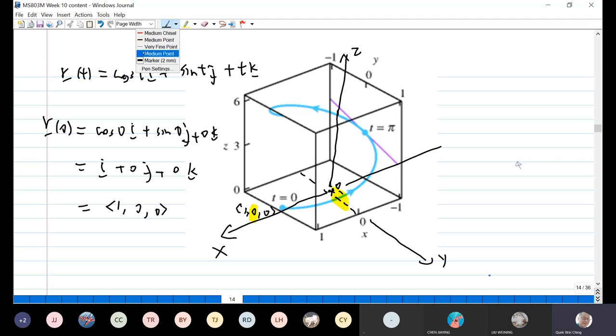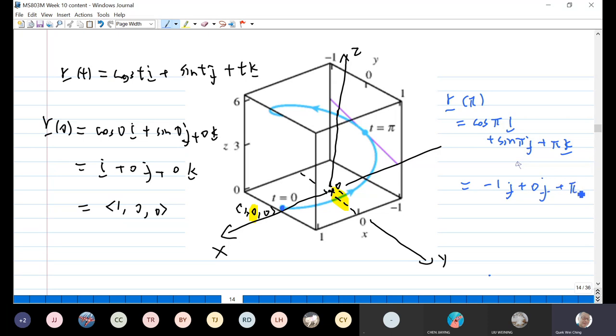How about when t equals pi? So this will be cosine pi i plus sine pi j plus pi k. Cos pi is minus 1, sin pi is 0, and then pi k. So this is the point minus 1, 0, pi. At t equals pi, this is the point here. The x coordinate is minus 1, the y coordinate is still 0, and the z is pi now.